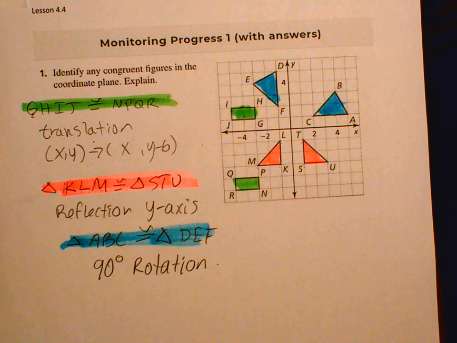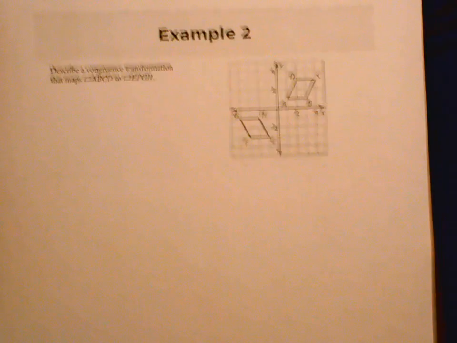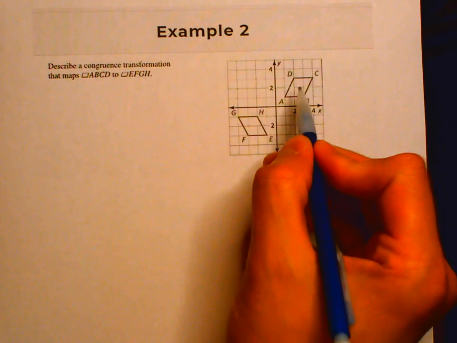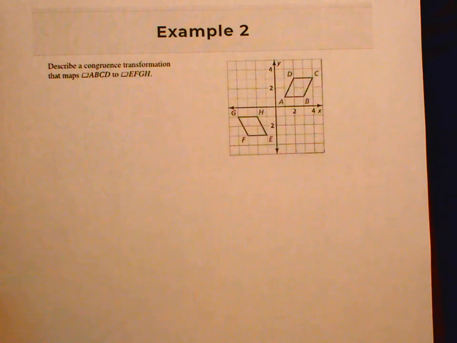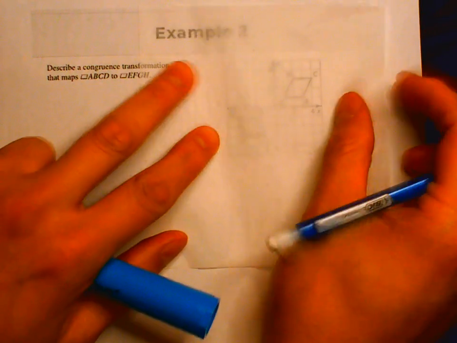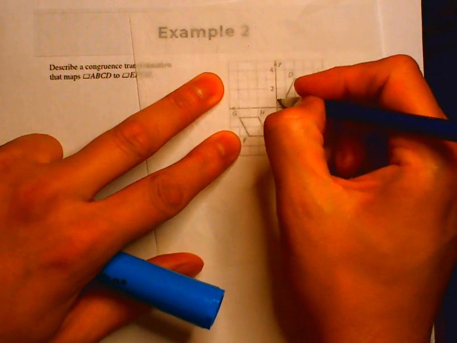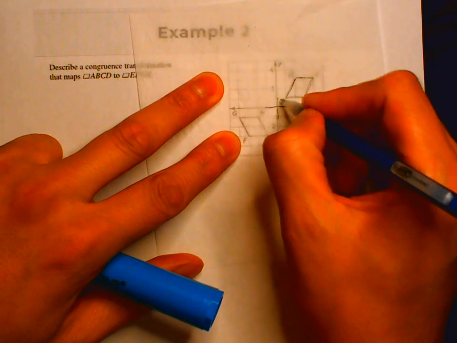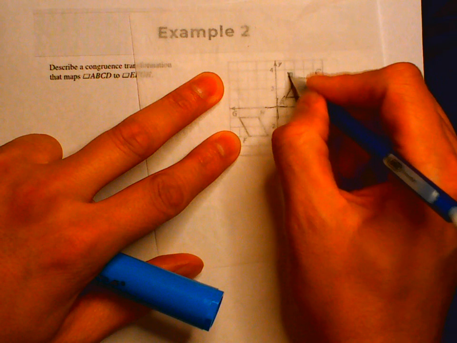Example number 2 is going to be a little bit more difficult, and for this I suggest you guys get a piece of patty paper. Okay, here's example number 2. Make sure you're copying down the graph. Now, what we want to do is we want to map this onto this. So, like I said, it's way better if you use a piece of patty paper. Okay, so what I'm going to do is I'm going to copy this, A, B, C, and D.